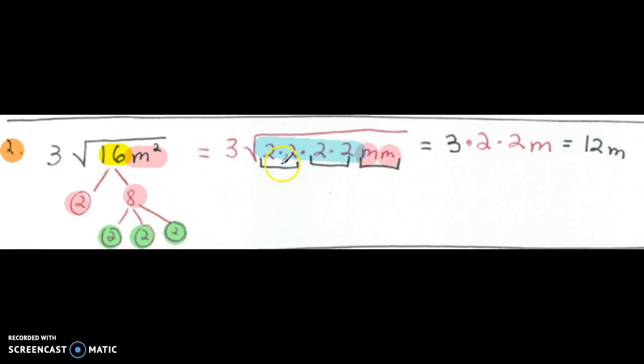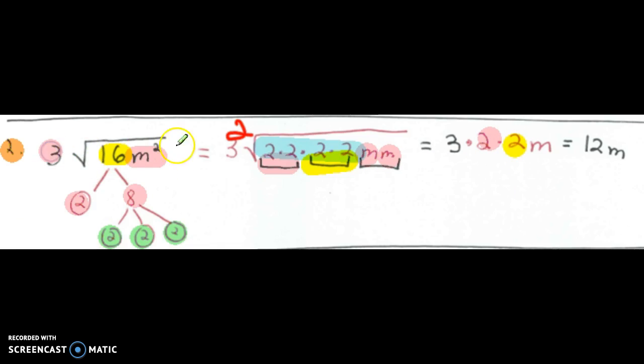My index is 2 because it's not shown. That means I am taking out sets of 2. So I have 2 2's. That's where that 2 came from. I have another set of 2's. That's where that 2 came from.